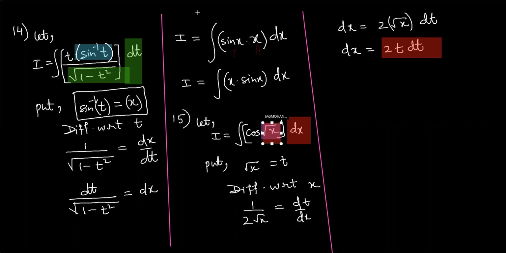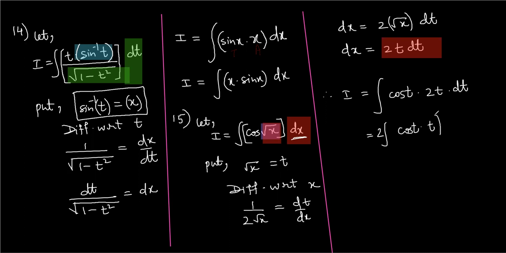So the new integral that we will have is I equals the integral of cos of t, and for dx I write 2t dt. This 2 I take out, so I get 2 times the integral of cos t into t dt. Now, this cos t is a trigonometric function, and t is an algebraic function.